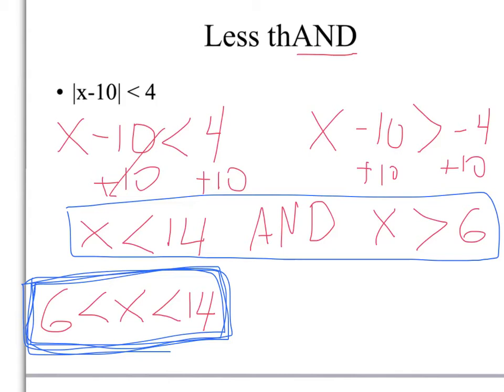Now we still need to graph it on a number line, so let's say 6 is about here, 14 is about here. Again, these are going to be open circles. And the difference with whenever it's less than is that it's going to be shaded in between. So greater than was shaded on the outsides, less than was shaded on the insides. Those are your two basic examples.